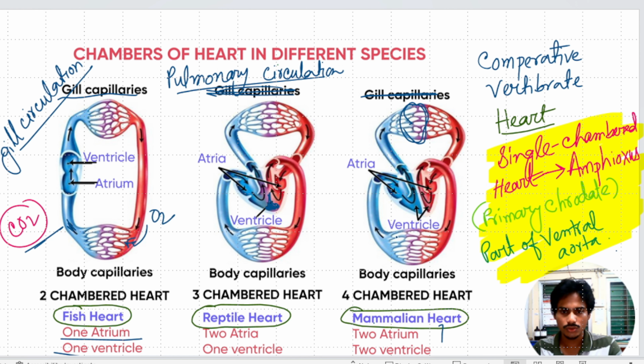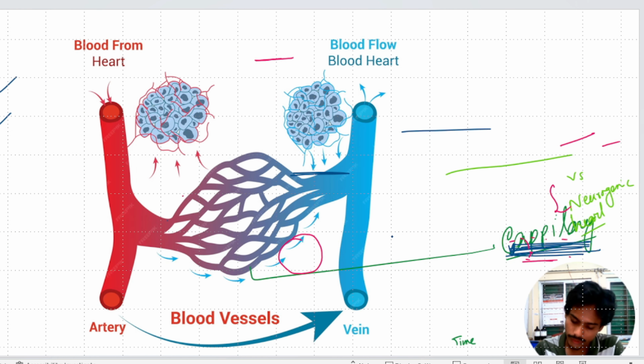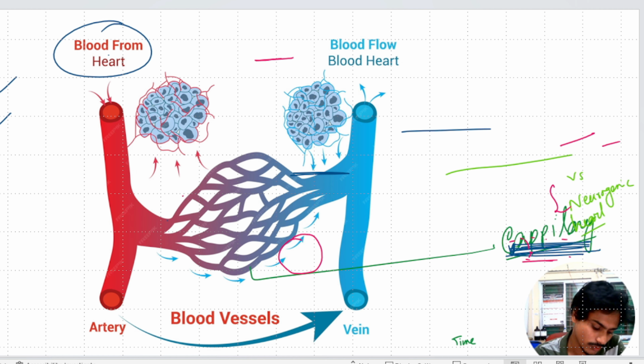Now we are just talking about the blood. This is the blood from the heart, coming to the artery, and there is the arteriole, and then it's connected with the venule and then the vein. So this is the capillary. In that figure we are showing how the capillaries are formed. So to understand capillaries, we are just mentioning that.